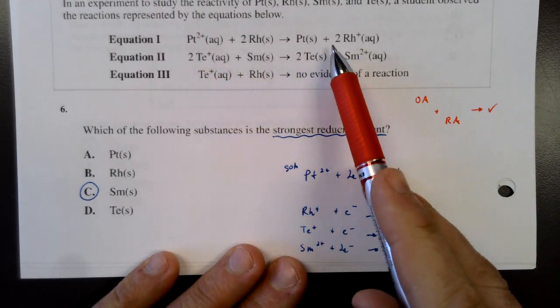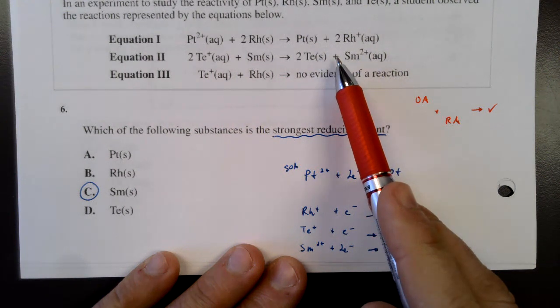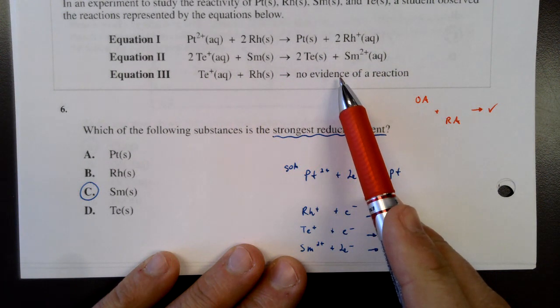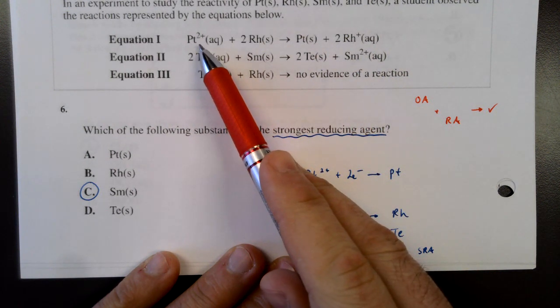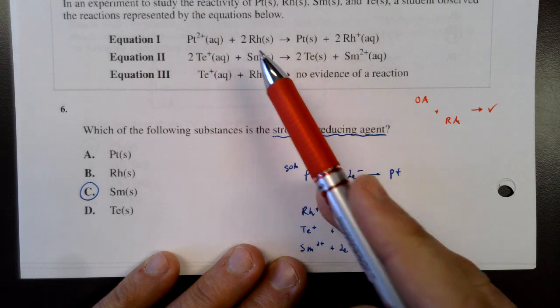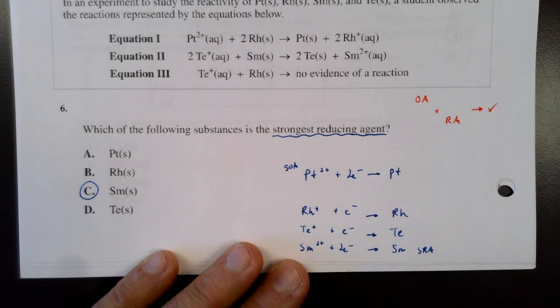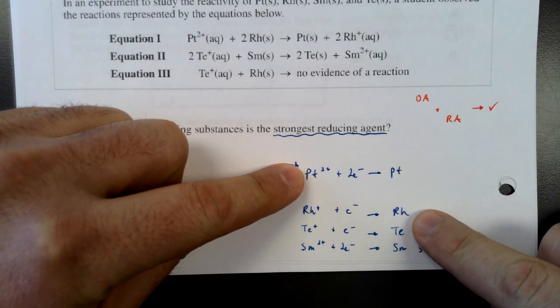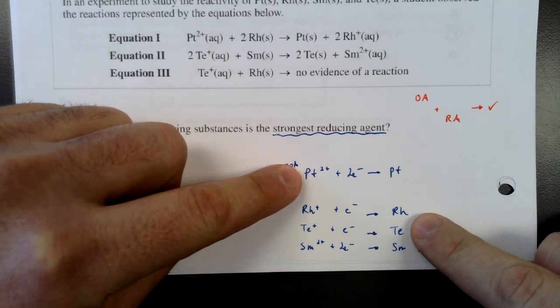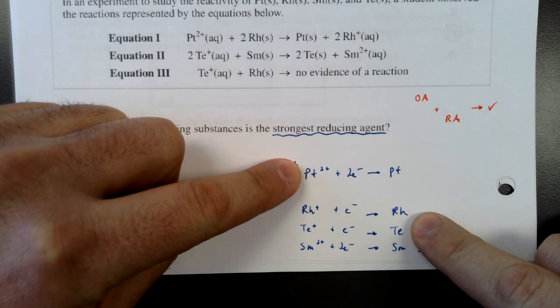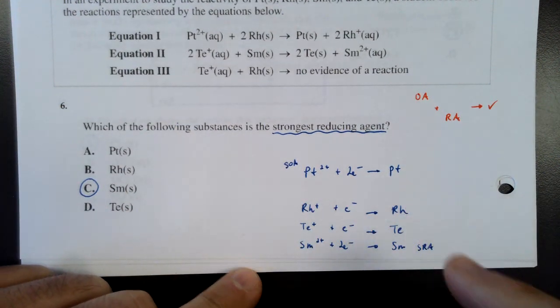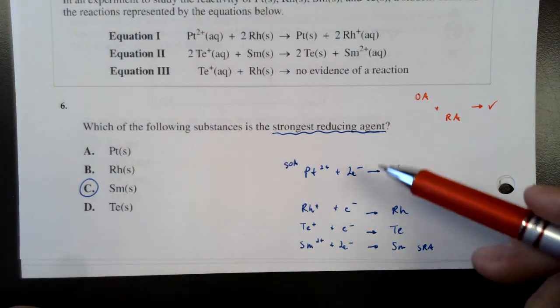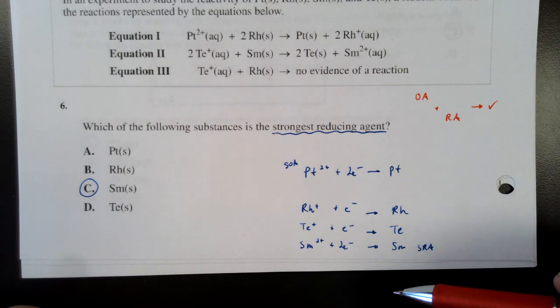Looking at the first one, you can see spontaneous, spontaneous, non-spontaneous. That means that Pt2+ is going to be above Rh. So when I build my table, the first thing I did was I put the Pt2+ above Rh to recognize that this reaction would happen. I left myself some space in case I had to add other things in between or even above. Okay.